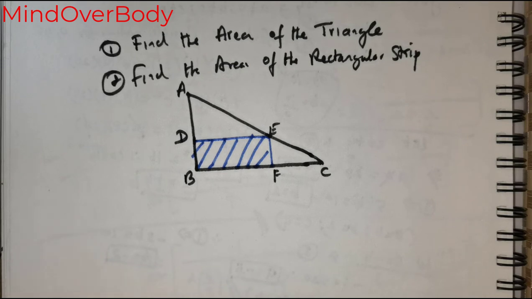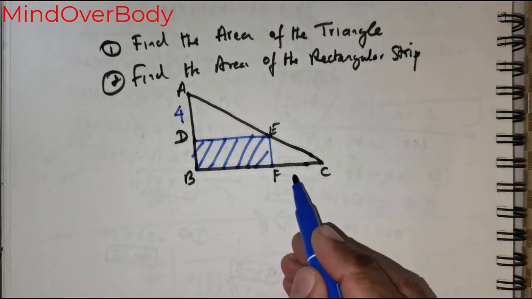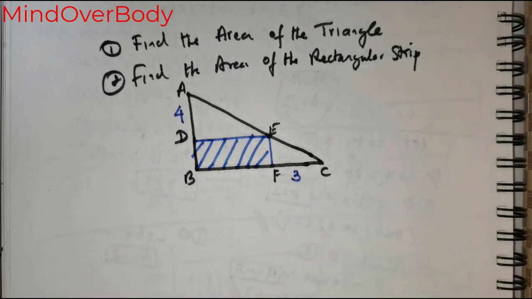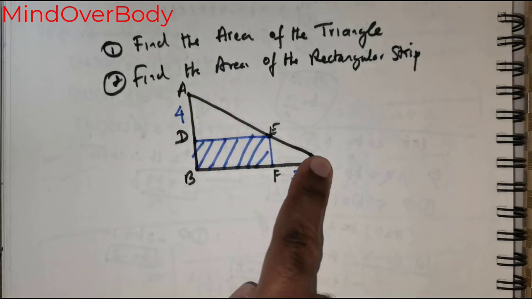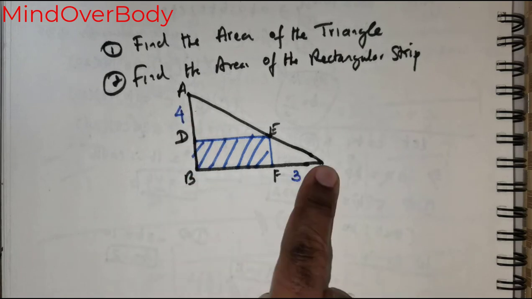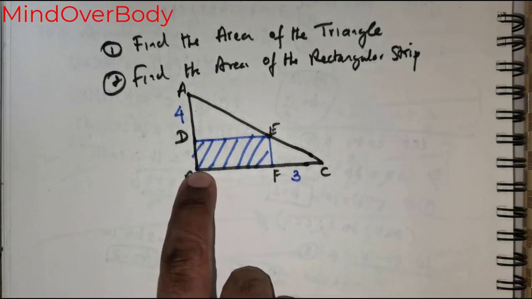So all that we are given is this side AD is 4 units and FC is 3 units. This is what has been given. So you can pause the video and try the solution. So as I mentioned, you will have to obtain this entire area of the triangle and the area of the rectangular strip.